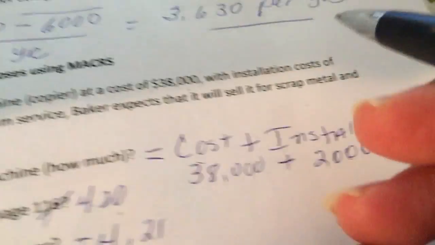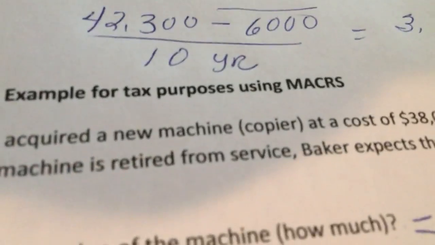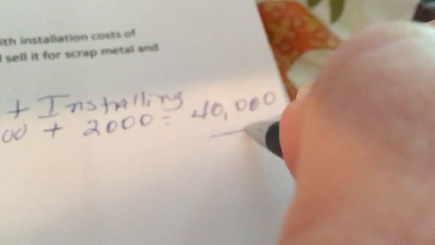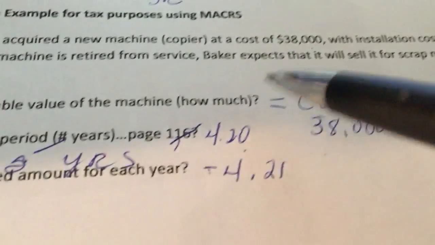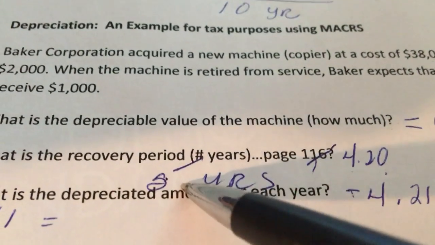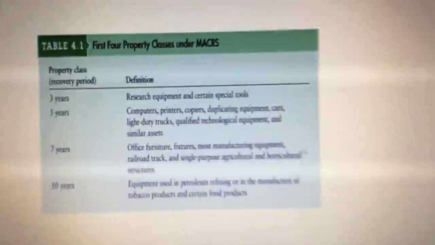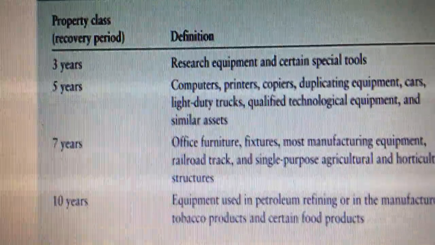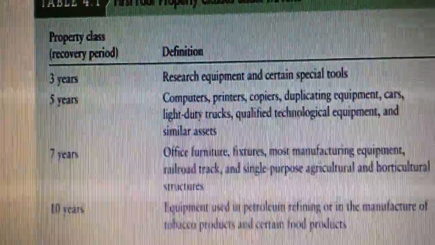We had decided that the cost of the machine, which was a copier, I believe that's what it was, was $40,000, which included the cost plus the installation. We had determined from slide 20 that the number of years for recovery was 5 years. So if you want to go back, let's go back one slide and show you where that was. That was 5-year recovery or useful life there under the copiers on slide 20.